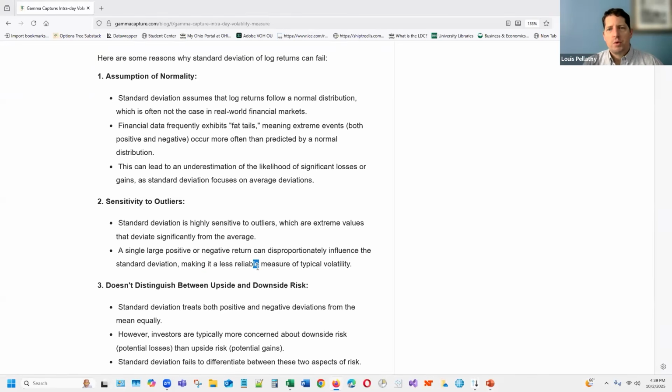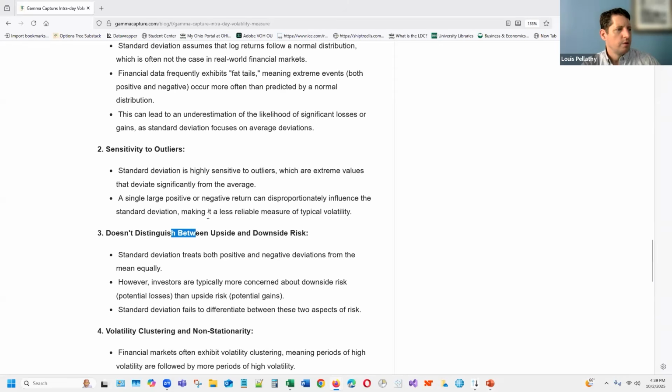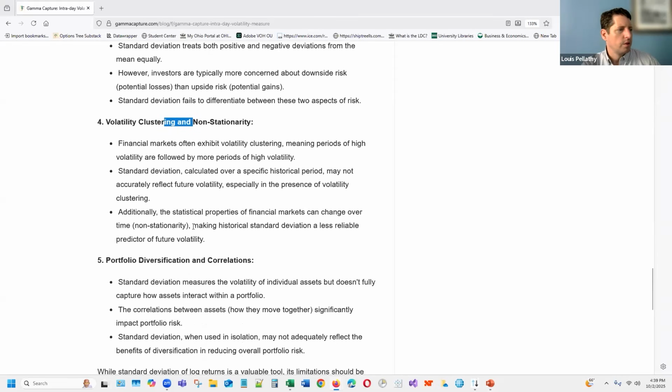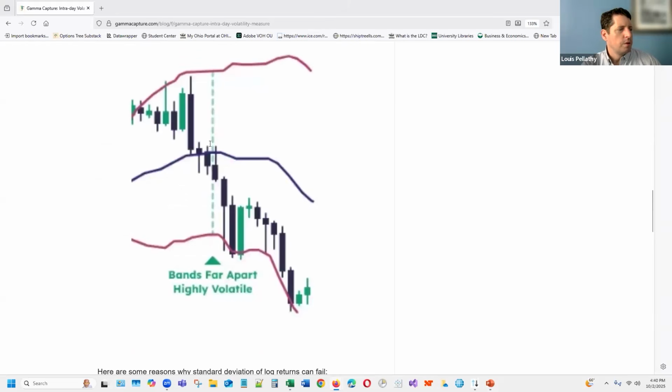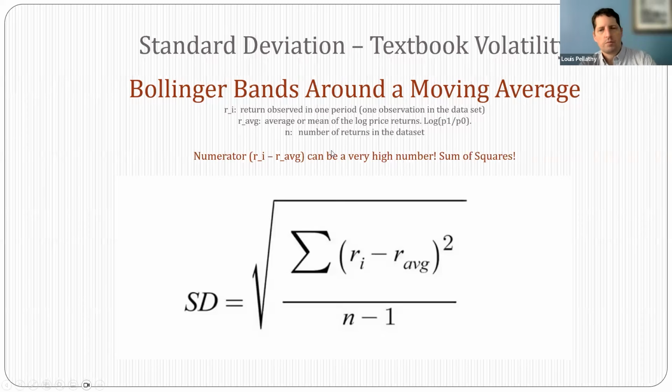If anyone has ever used Bollinger Bands in the past, you'll know that is the case. They widen out very quickly and they narrow very quickly, making them not such a good volatility measure. There's no distinguishing between upside and downside, and volatility clustering. This is your typical move of the Bollinger Band when the prices move. It widens very fast, thereby rendering it kind of useless in some ways. I'm hoping everyone's jogged their memory back into statistics, so let's get into what gamma capture is and how it works.